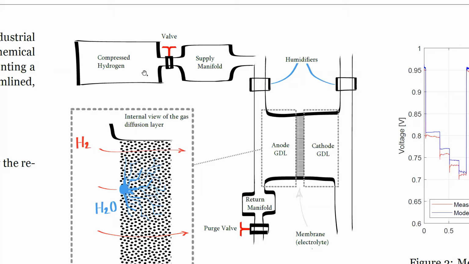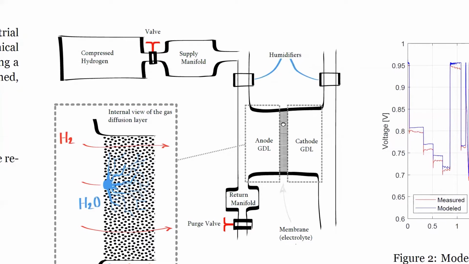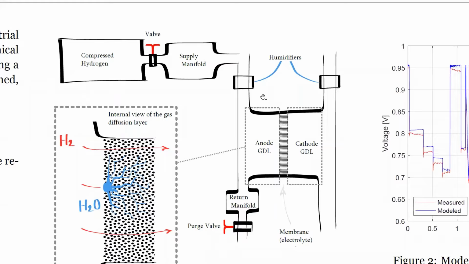a tank. So this hydrogen is usually between 350 to 700 bar of pressure. So we need some sort of valve to maintain a reasonable pressure in the supply manifold. And after the supply manifold, we have a humidifier that's designed to enrich the dry hydrogen gas with water vapor. And this is done so that the membrane down at the fuel cell can transport protons efficiently.